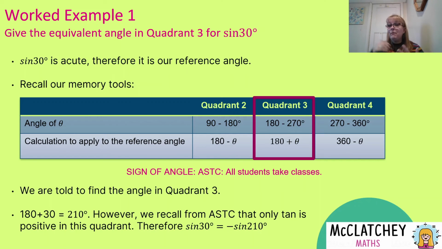Try it now on your calculator. Put in sine 30, press the equals button, see what you get, and then type in negative sine 210. You should get the same answer.